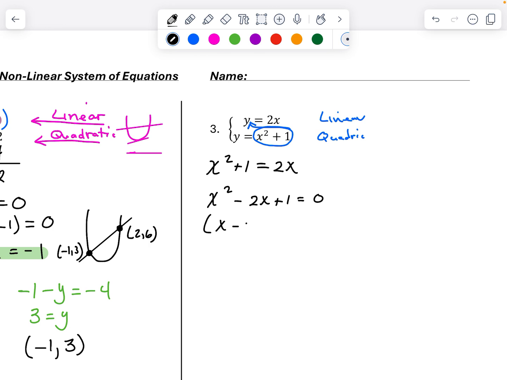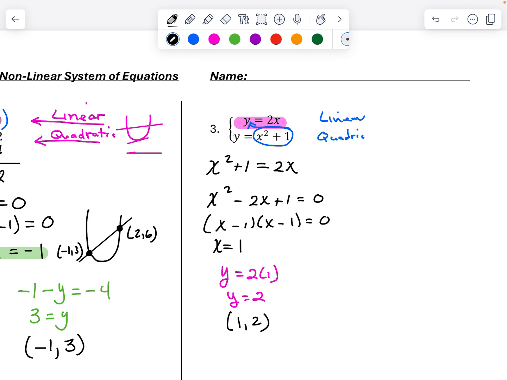That would be x minus 1 times x minus 1 equals 0. Negative 1 times negative 1 is positive 1. Yes, that works. So x would equal 1. Okay, so then I'm going to take it and put it in the top equation. And again, just because that equation is easier to work with, I think. It doesn't have anything to do with the fact that it's on top, just that it's easier. y equals 2 times 1, y equals 2. So this has an answer of 1, 2.